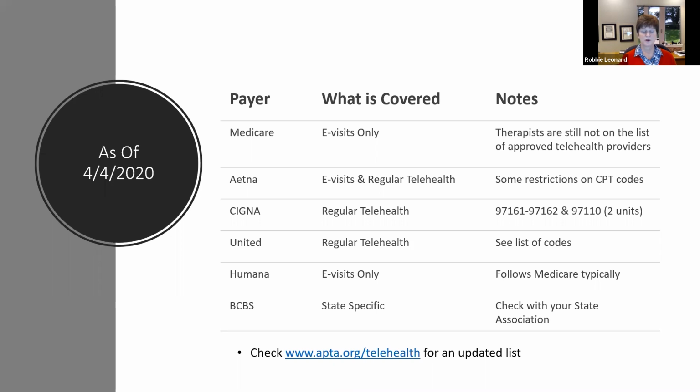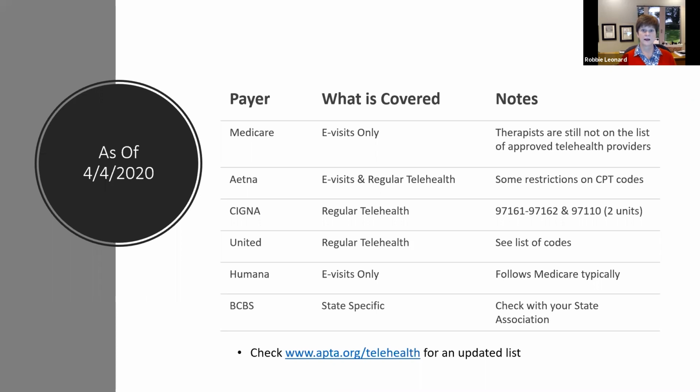Blue Cross Blue Shield is typically state specific. So you want to check with your state association or check with your state Blue Cross Blue Shield website to see what they are doing. Also, some states have a government mandate. So, for example, in Massachusetts, the governor has mandated that all payers in the state cover telehealth visits at the regular rates during this COVID-19 pandemic.